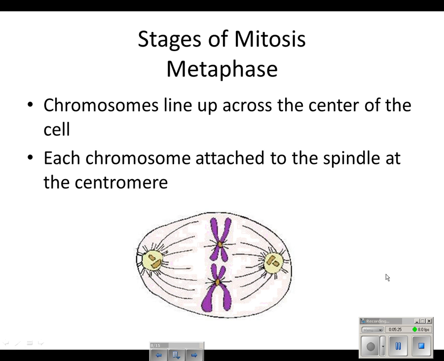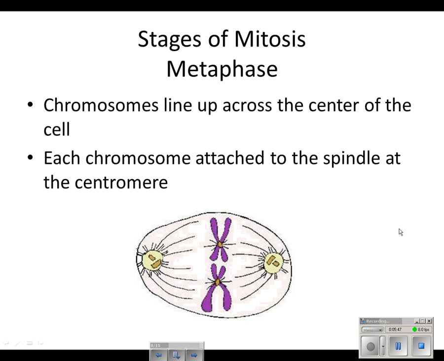Now we go to metaphase. Think of meta as middle. The chromosomes are actually going to line up across the center of the cell, and each chromosome is going to be attached to the spindle at the centromere. So if these are our sister chromatids, and we can see our centrioles here, our spindle is forming, and then at the centromere we have the spindle attached, and this would be the center plane or the metaphase plate of the cell.